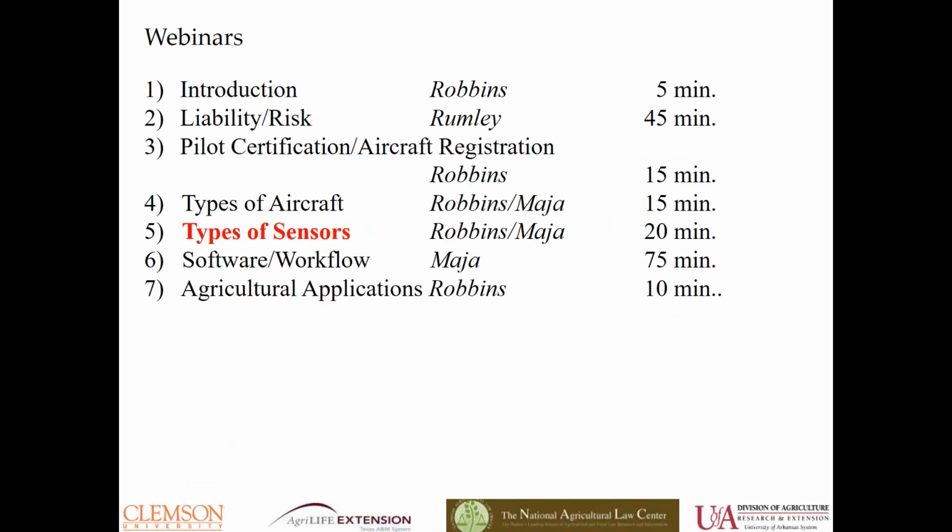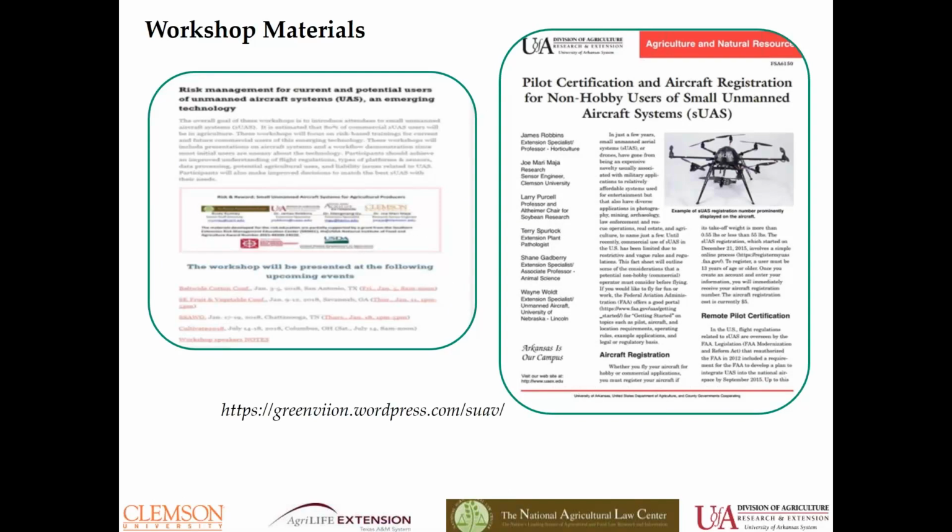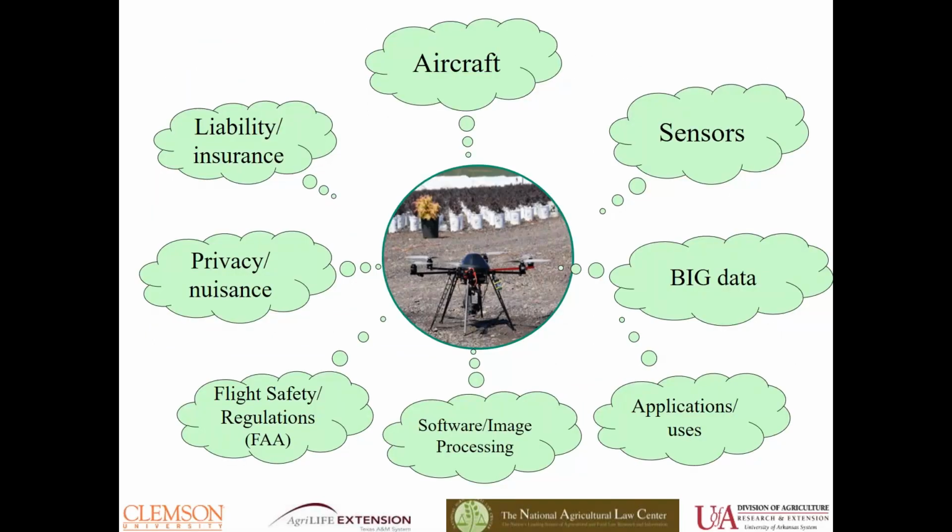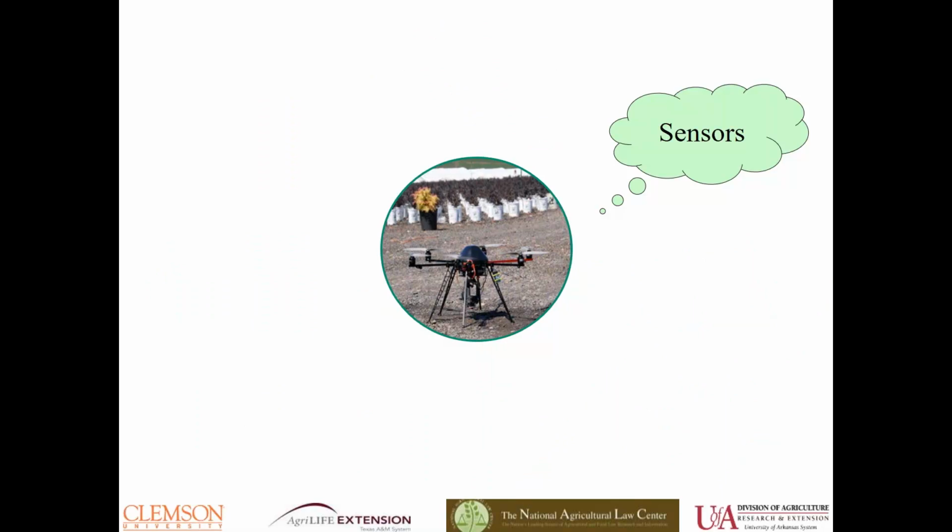Again, simply to mention that this is one webinar of the 7 webinar modules that are included in this series. The webinar team has developed several handouts that are available at the URL on your screen, or contact one of the presenters directly. Remember that there are lots of issues to discuss when dealing with SUAS, and this session will simply provide an overview of the types of sensors used in agriculture. The other topics are covered in one of the other sessions.